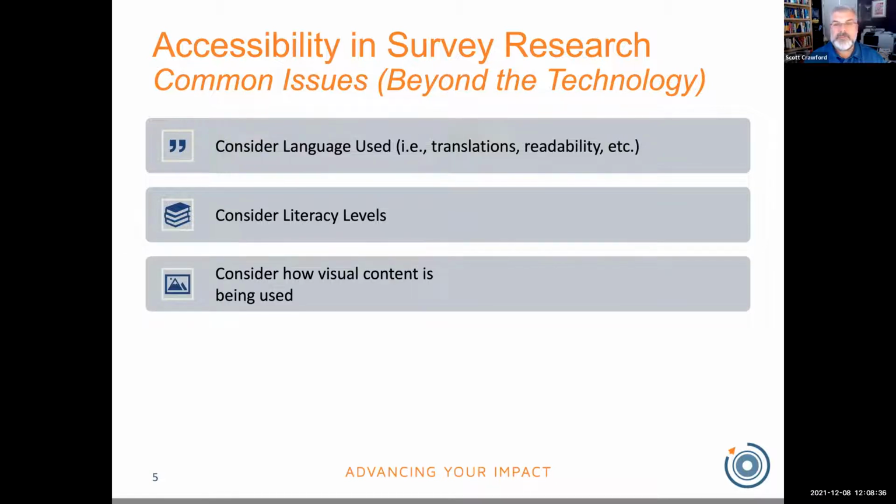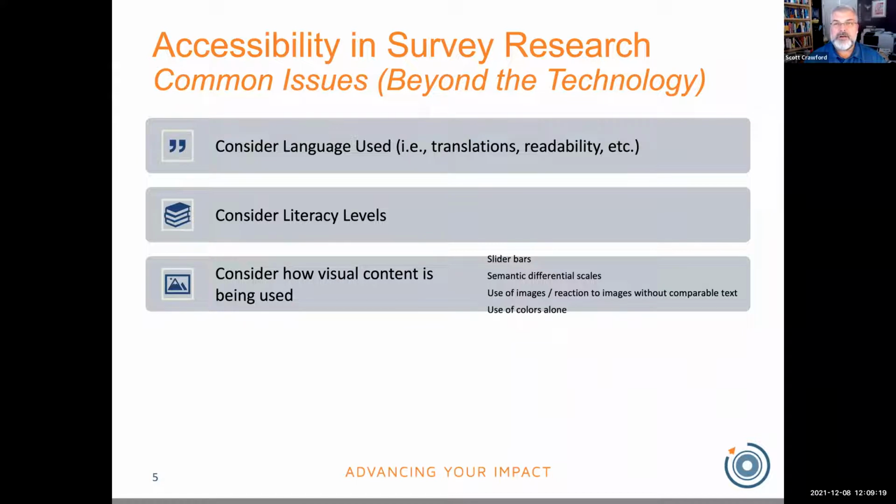Consider how visual content is being used. So if you do have a survey where there's visual content in some form, consider how that is being used. And that starts to cross over into some of the technological issues, but it doesn't have to be. Having a survey where someone is having to look at an image, and seeing the image itself is required to answer the survey adequately, is not very accessible to those who have sight issues or see less than necessary for doing that.